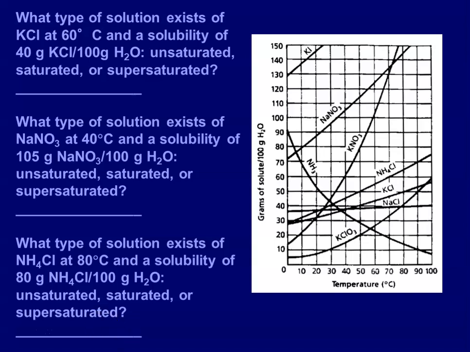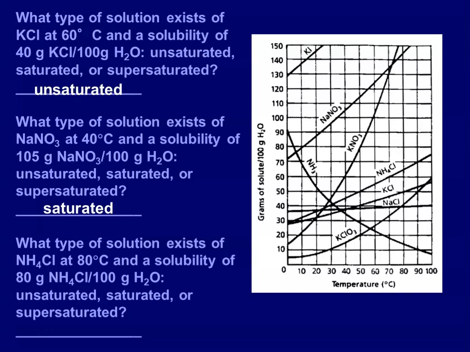So if I look at 60 degrees for KCl, so I'm going to go find KCl at 60 degrees, and I have 40 grams in solution. So I'm going to come back down to 40. I see that that point is below the KCl's solubility curve at that temperature. So as a result, this would be an unsaturated solution. If I look at NaNO3 and I'm at 40 degrees, and I have 105 grams in solution, so I'm going to go up for 40, go find 105. I see that that happens to touch virtually on the curve for NaNO3, so that would be a saturated solution.